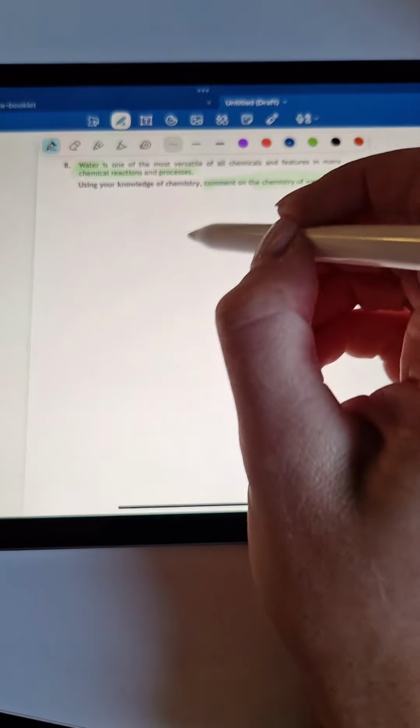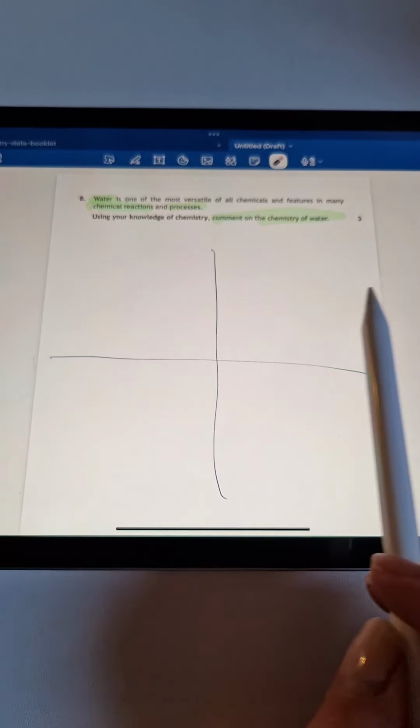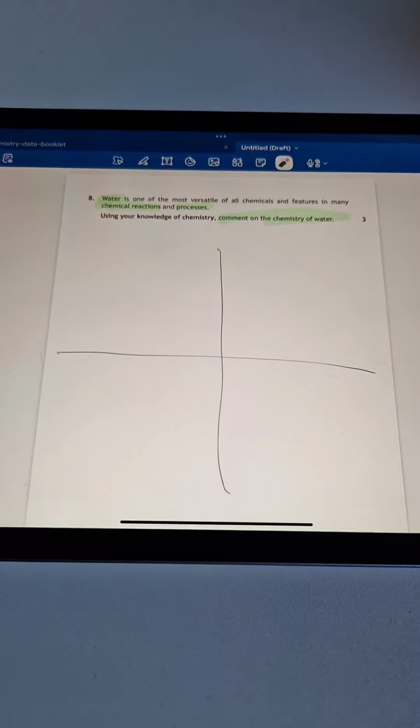So then what you want to do is split your page into quarters. Now, the reason I say split it into quarters is because normally you want to include at least 3 to 4 well-explained points within your answer to try and get those 3 marks. So in each box, you're now going to try and write a thing that is related to the question. And this thing has to be something you learned in chemistry that involved water.